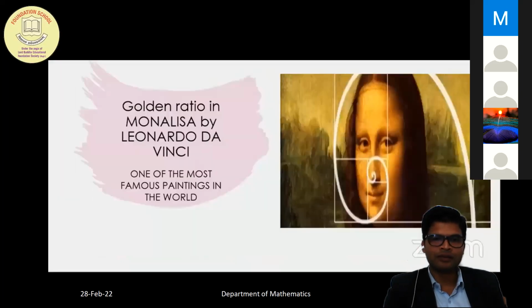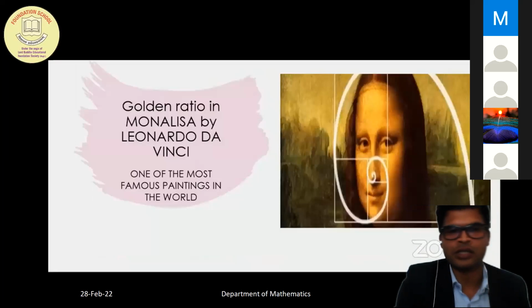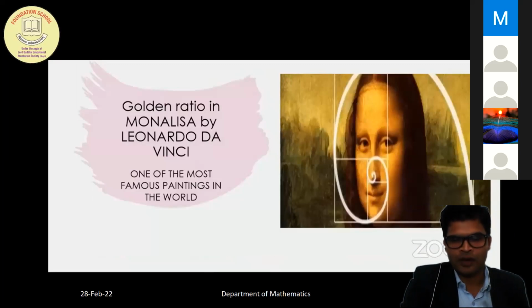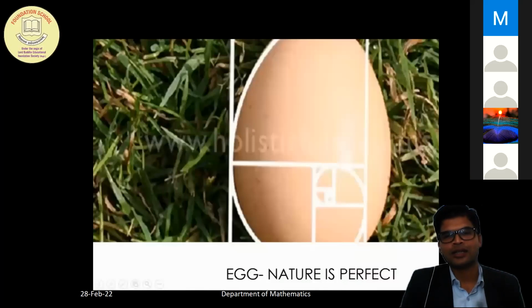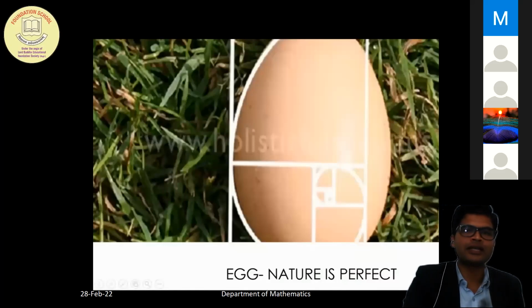Not only in the hand, even in the Mona Lisa painting, I have already discussed that the shape of her face is in the golden ratio. As you can clearly see, it starts from a curve to a bigger curve. When it was calculated, it fits the golden ratio. Even the egg was observed to be in the form of the golden ratio, the outer surface and the width. So the golden ratio is not only in mathematics, it is derived from the real world. It was observed.